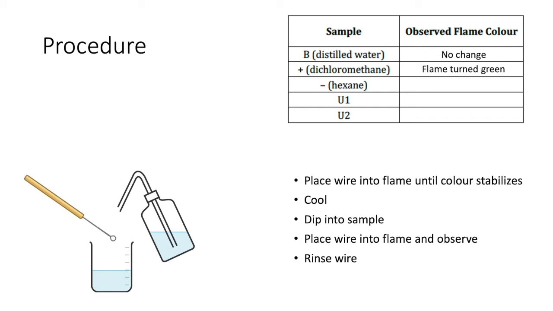You'd expect the positive control, which contains a halogenated solvent, to turn the flame green. You would expect the negative control, which contains a non-halogenated hexane, to have no change in flame color. You'll then test your unknown samples and record whatever observation you have for flame color.